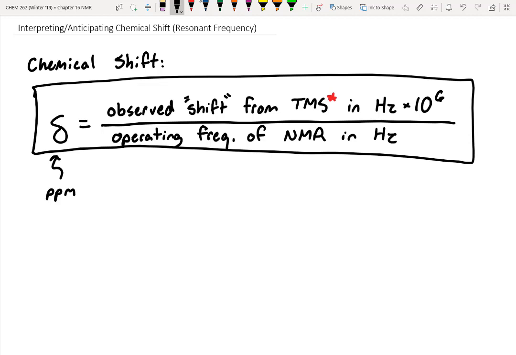So ours is 60 megahertz. That's kind of like a baby NMR, but it's nice because we don't need to cryo-cool it. It's easy to use. All right. So what the shift means is the distance that the peak is from some sort of reference signal.